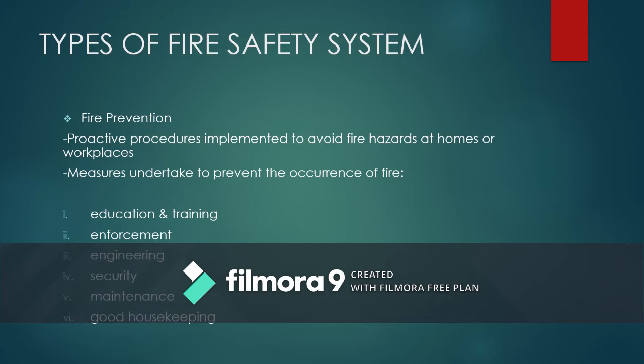Types of fire safety system. First one is fire prevention. Fire prevention is a proactive procedure implemented to avoid fire hazards at homes or workplaces. Measures undertaken to prevent the occurrence of fire are education and training, enforcement, engineering, security, maintenance, and good housekeeping.